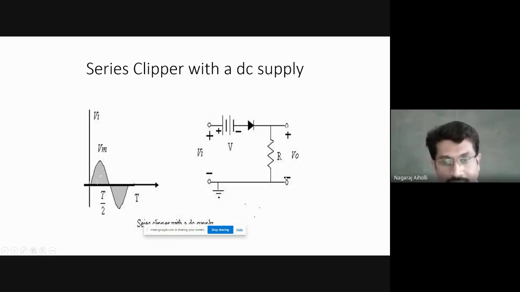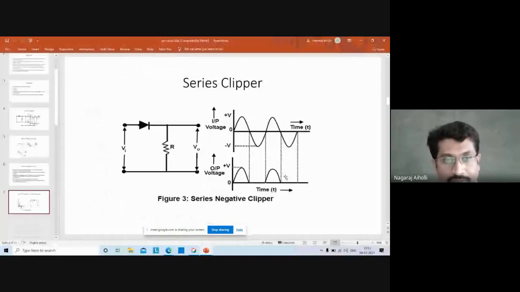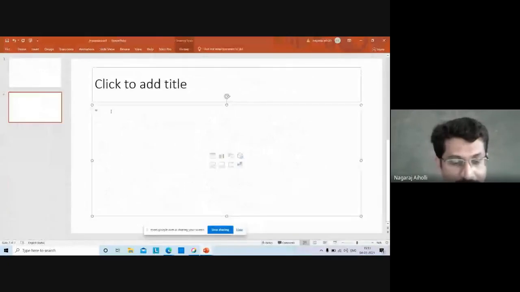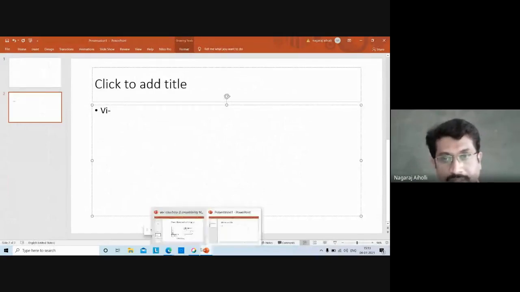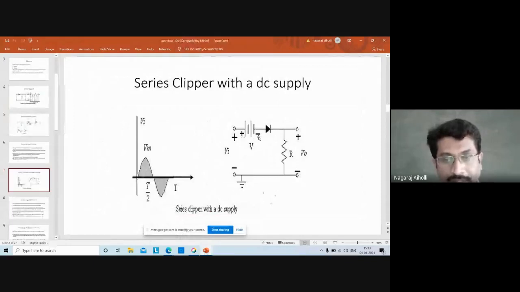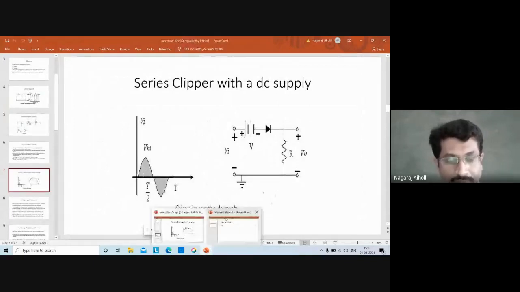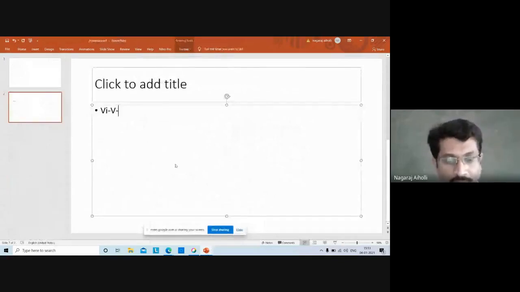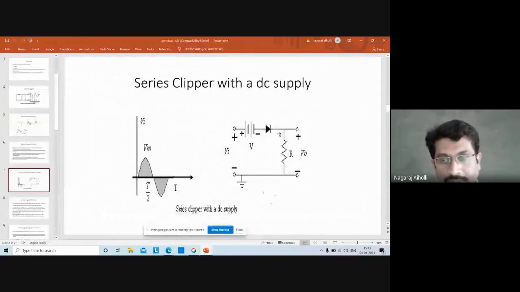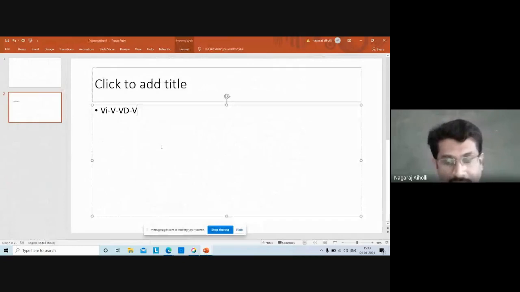So the Kirchhoff's voltage law, when applied, gives: negative to positive, plus VI, minus the DC supply voltage, that is minus V, positive to negative is a decrease in energy. Then minus the diode voltage VD, again a decrease in energy, then positive to negative minus V naught, equal to zero.